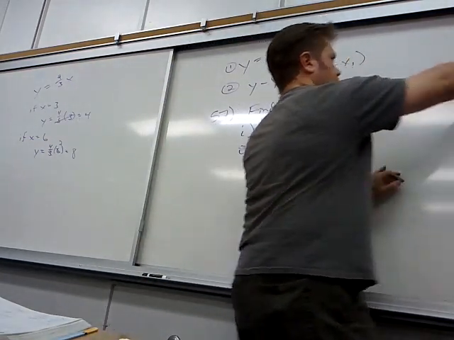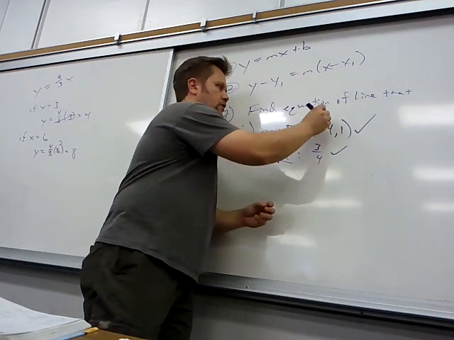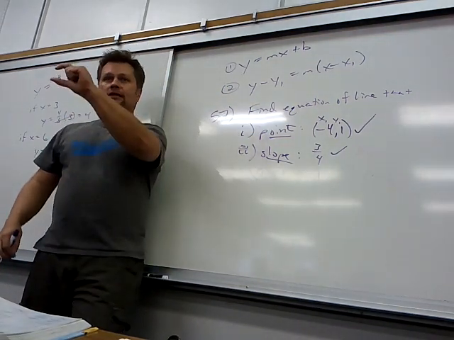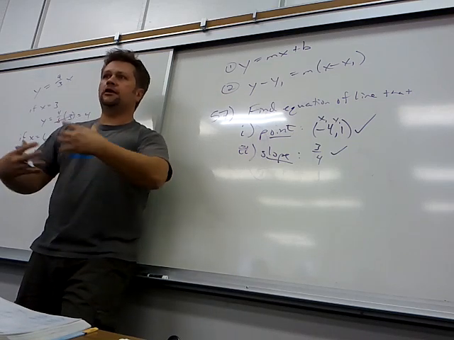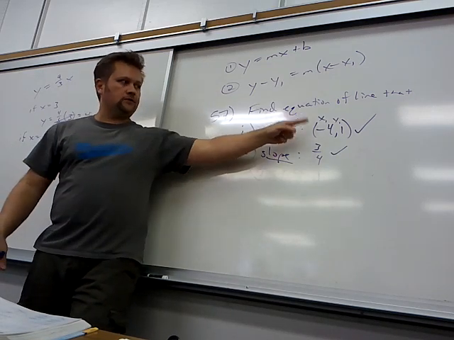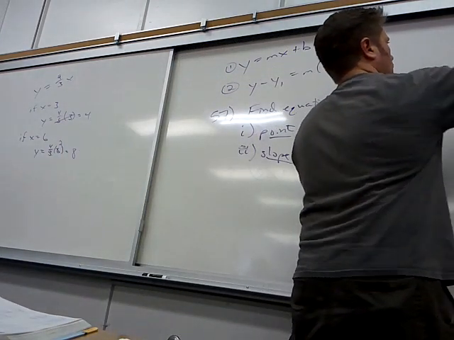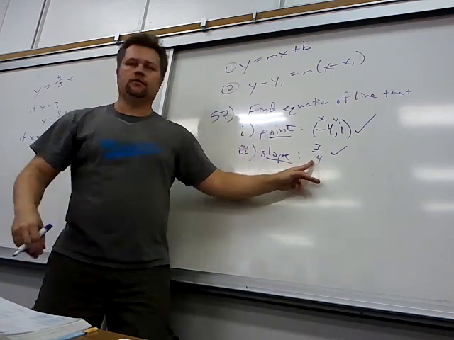Y minus what? 1. Good, because that's the y piece. And if you want to, you can call this x1, y1, because that's the one point you know. When you have a subscript, that means it's a specific thing, something you're given. So that's why I call it x1, y1, for the one point I know. So y minus 1, what's m? 3/4, they told me that directly.